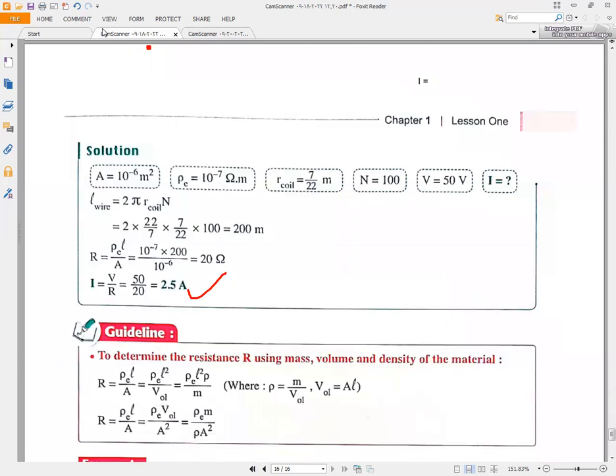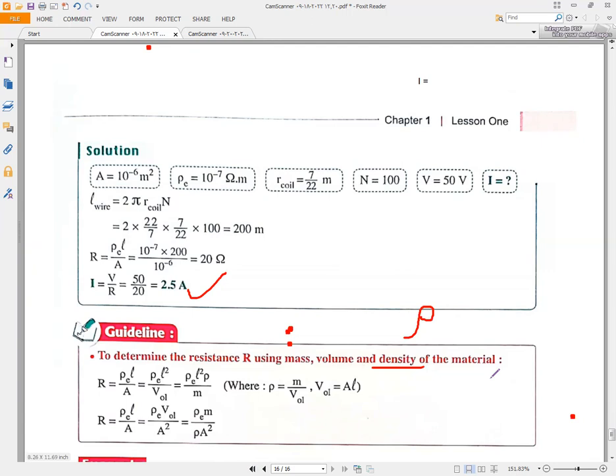To determine the resistance of the wire using the mass, volume and density of the material, the density of material is symbolized by rho, not like rho E. Take care about these symbols. This is the density of material. This is the electric resistivity of the material. Both of them depend on the type of material and its temperature.